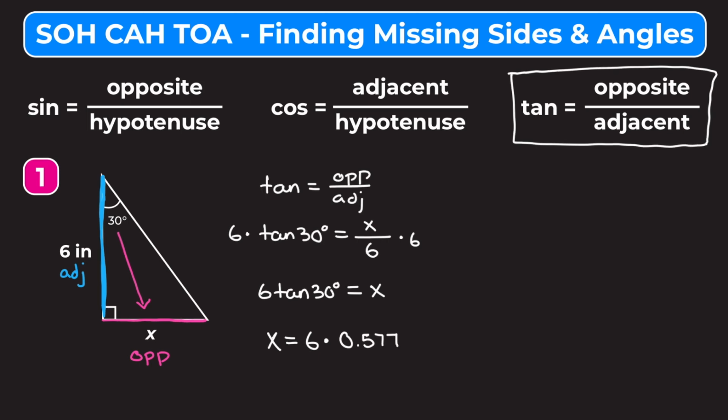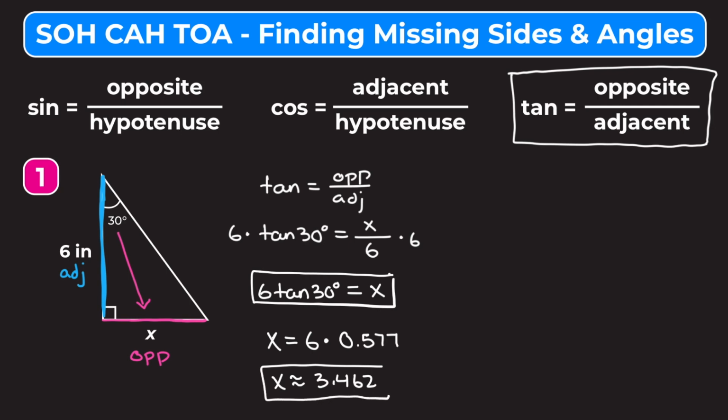0.577. And now we're just going to multiply those together in our calculator, and we're going to get that x is approximately 3.462. So we get that x is equal to 6 times the tangent of 30 degrees, or approximately 3.462.